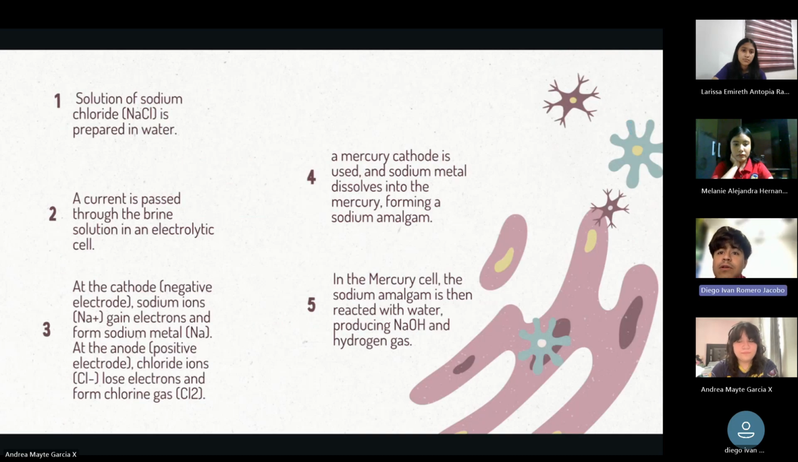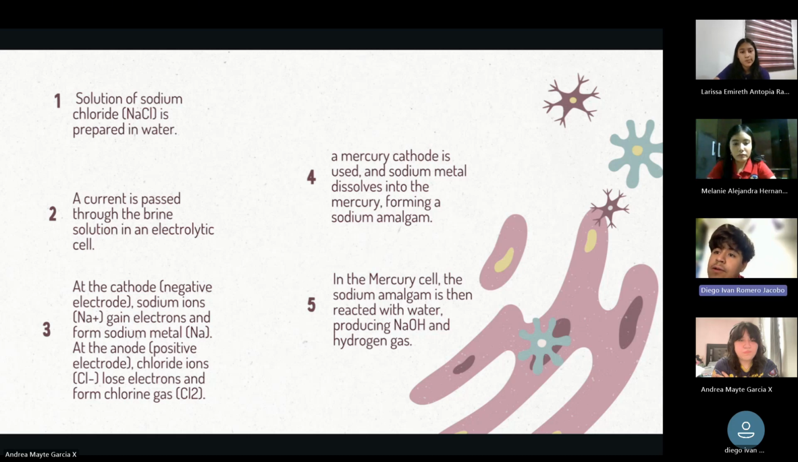Number 1. A solution of sodium chloride is prepared in water. A current is passed through the brine solution in an electrolytic cell. At the cathode, sodium ions gain electrons and form sodium metal. At the anode, chloride ions lose electrons and form chlorine gas.